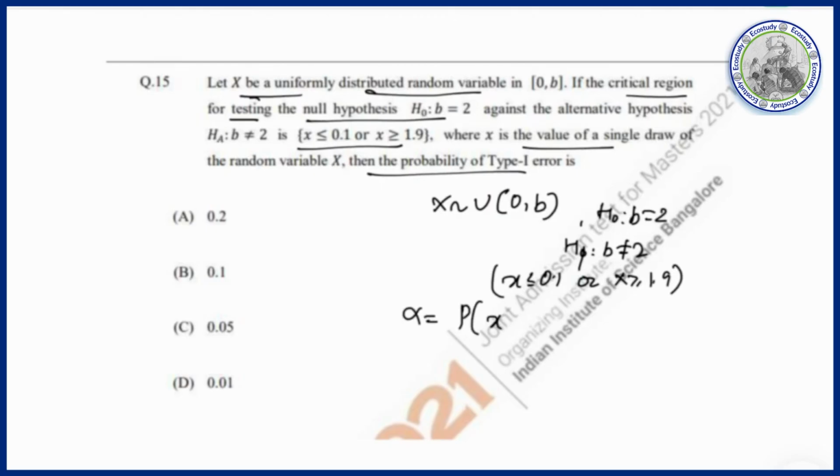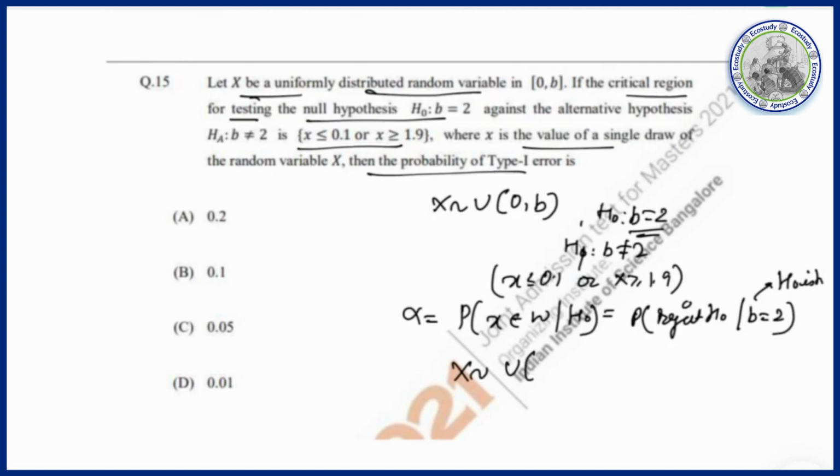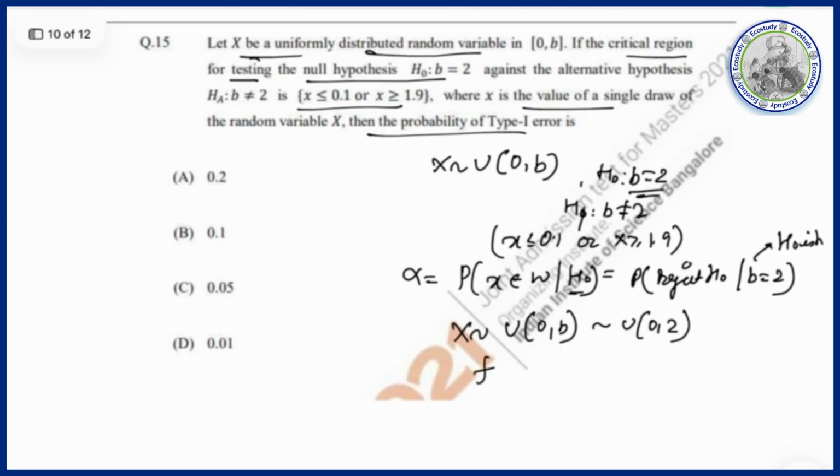Type 1 error is the probability of X belonging to the critical region given H naught, which equals the probability of rejecting H naught when b is 2. Here b is 2 means H naught is true. So when H naught is true, beta is equal to 2. So we take Uniform(0, 2), and f(x) is equal to 1 upon 2, and 0 otherwise.